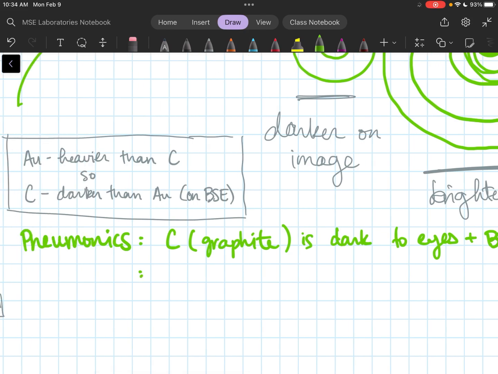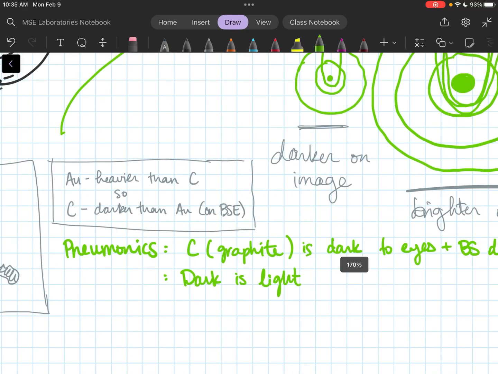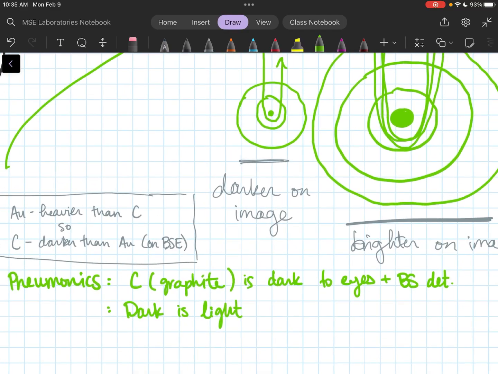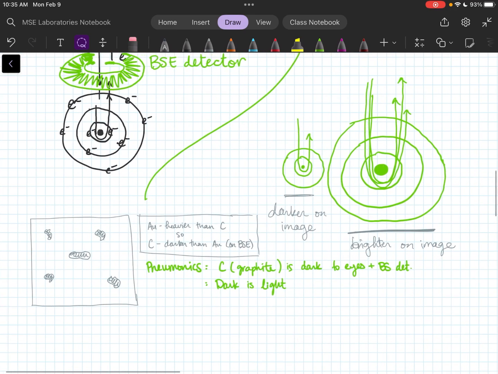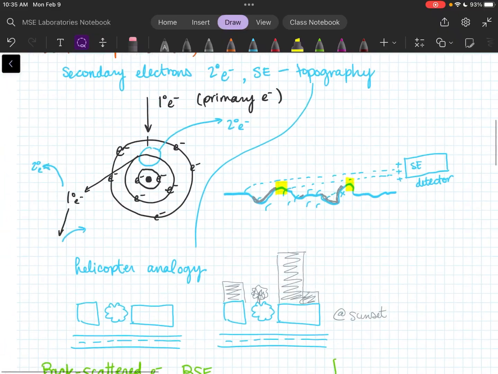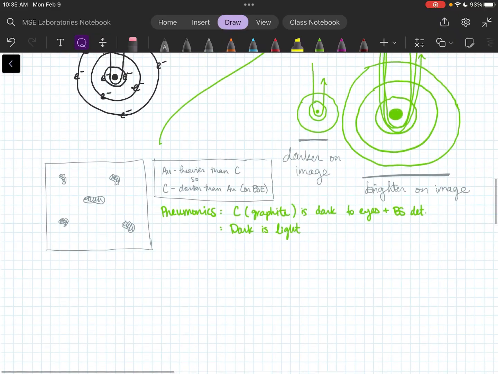Here's the stupid way that my brain remembers. Dark is light. Boom. There it is. Terrible. Dark is light. That's it. Because it is, when we're talking about the lightness of the element and the darkness of the image. But it sounds like there's no way. Dark is not light. How stupid can you be, scientist? Anyway, so there you go. Those are my two mnemonics. That's what works for me. It is what it is.